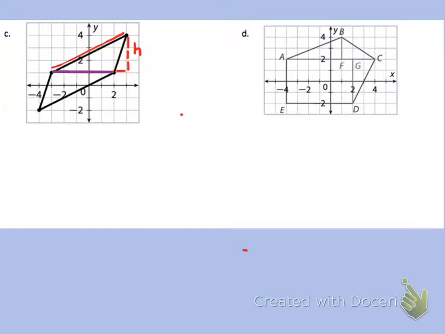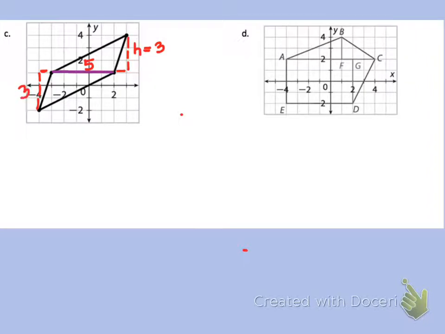Since this one has horizontal and vertical segments, it makes it easier. We can just count it. So the base would just be that purple segment, and we could count that. That's 1, 2, 3, 4, 5. It's 5. And the height is 1, 2, 3. And so we could find the area of that triangle. Now going down to the triangle below, same thing. We can just extend out that side to find the height. Height's always a perpendicular segment. So then that height is 3 again.